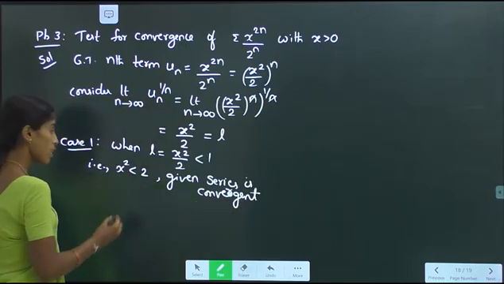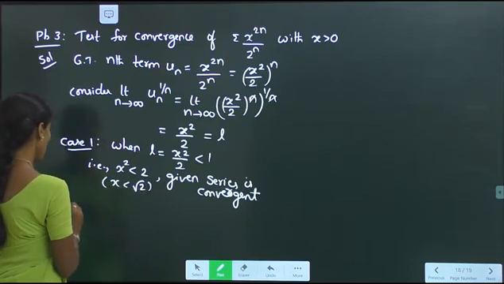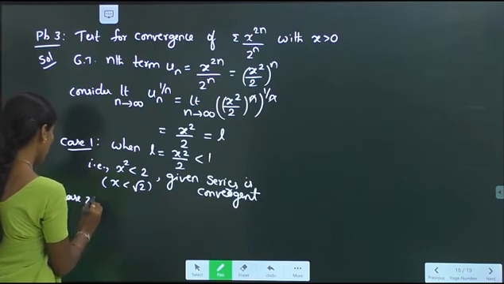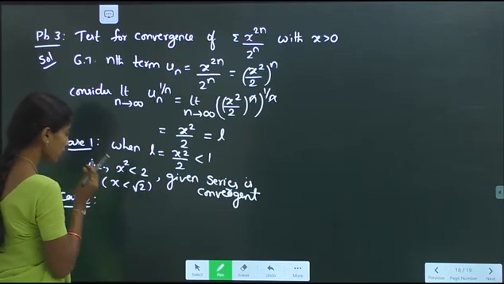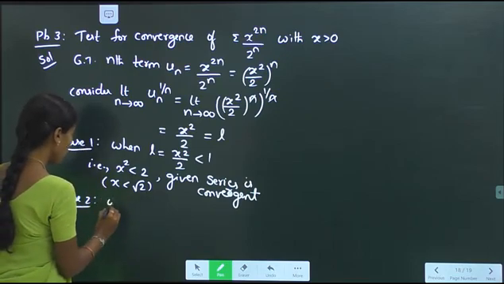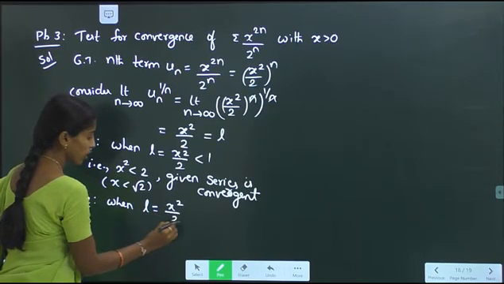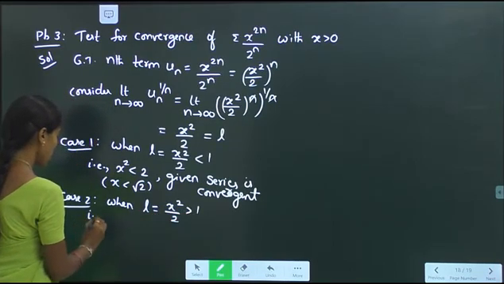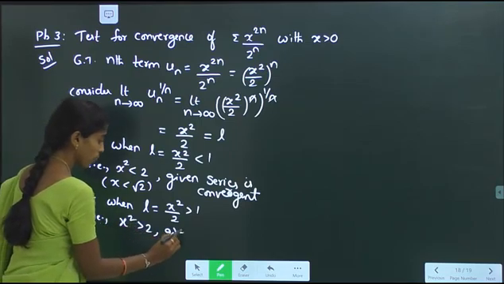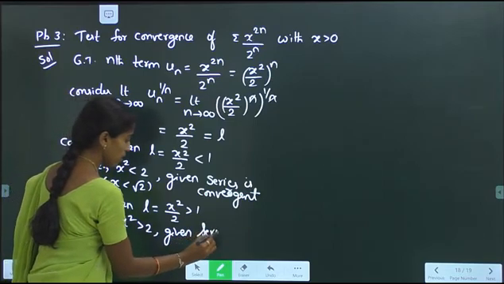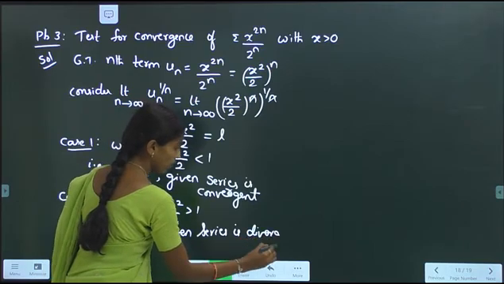X square less than 2, otherwise we can write it as x value less than root 2. Case 2, right? X value is less than root 2. When limit value x square by 2 is greater than 1, that is x square value greater than 2, the given series is divergent.